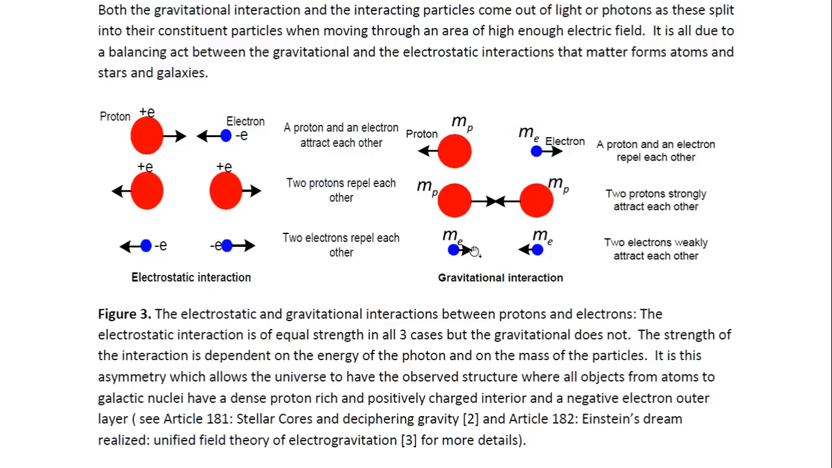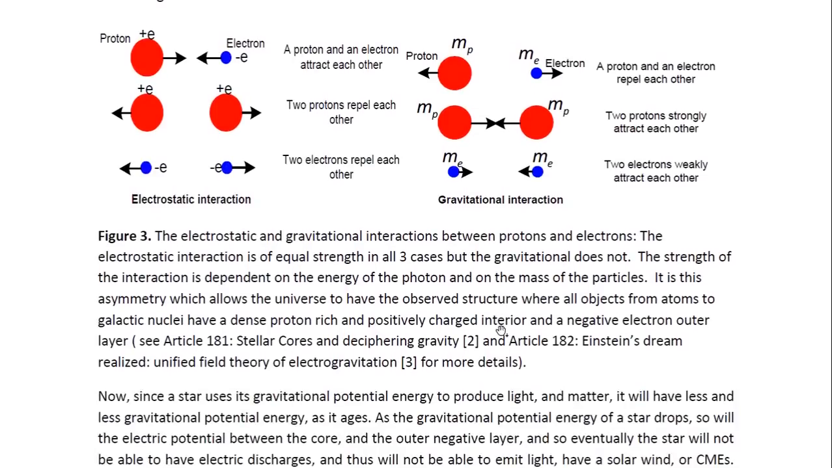And this is because it's partially based on the mass of the particle, and that is the property of matter that describes gravitational interaction. Because the proton is much more massive than the electron, the interaction between two protons is much stronger than the interaction between a proton and an electron. And the other part of the interaction has actually to do with the photon that the proton and the electron come out of. And thus the interaction can have different strengths depending on the energy of that photon.